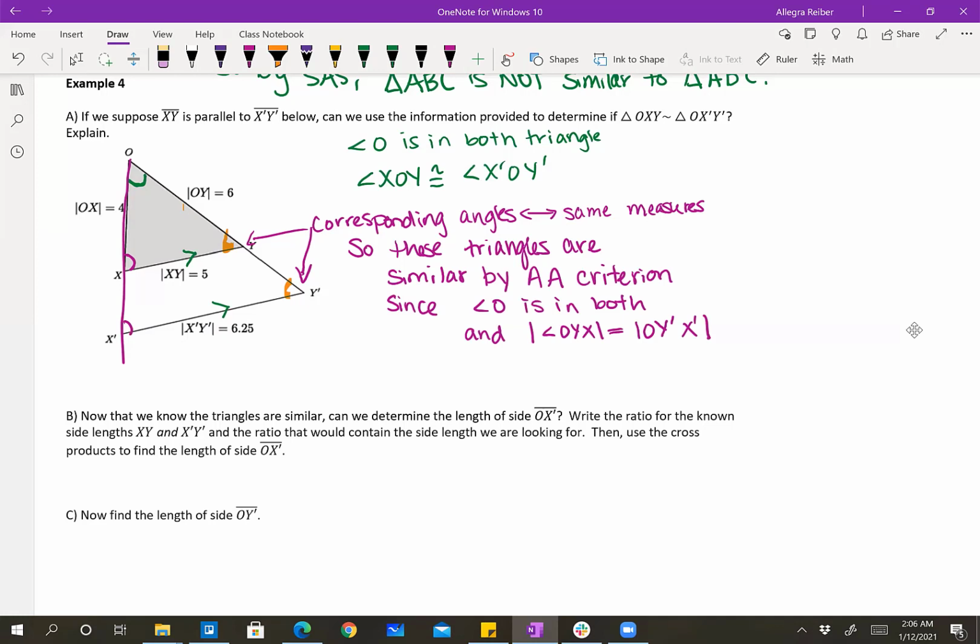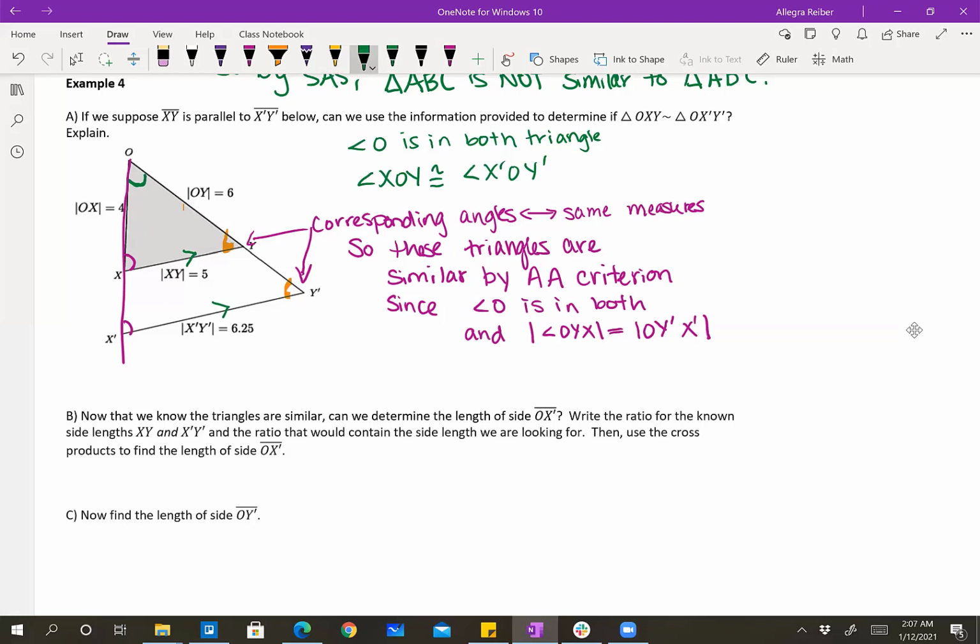Now that I've established the two triangles are similar, we can look at part B. The question is, can we find the length of side OX'? So remember, I said that for the larger triangle, we didn't know the lengths of those sides. Do I have enough information to figure it out? If you guessed yes, we do. You are right, because in this picture, I do have one set of corresponding sides that are given. It's my two parallel lines.